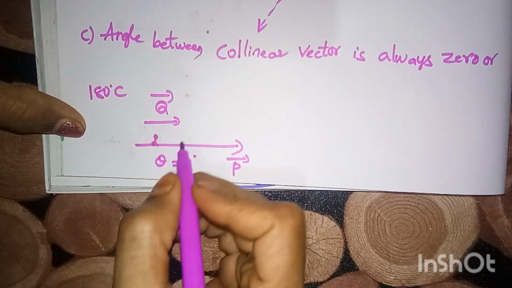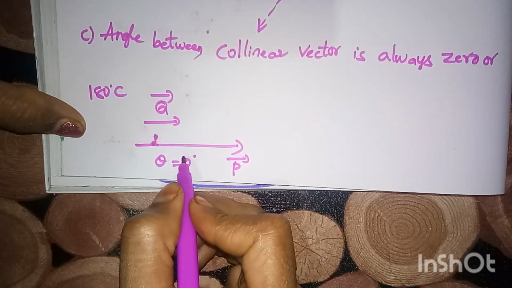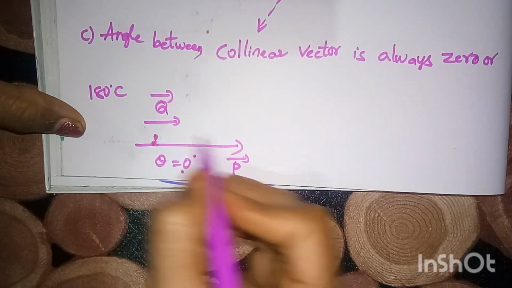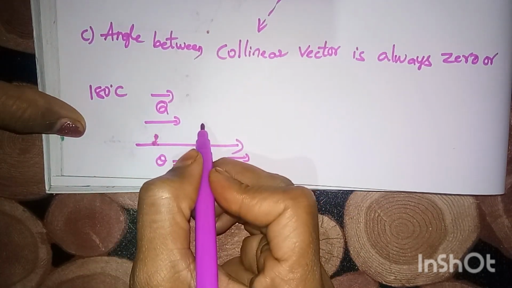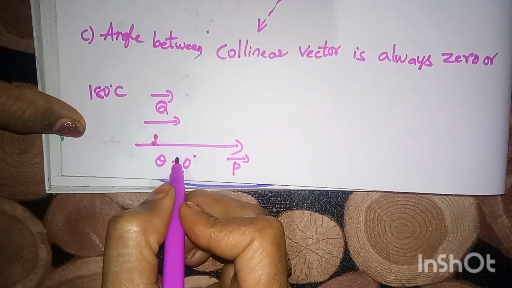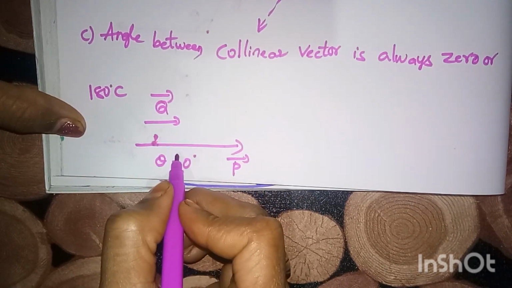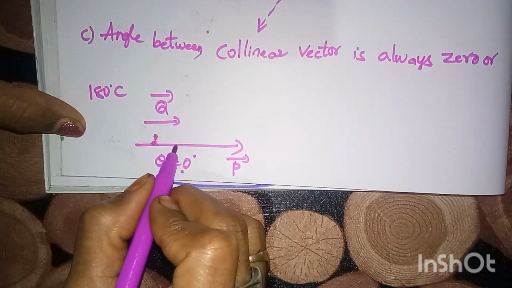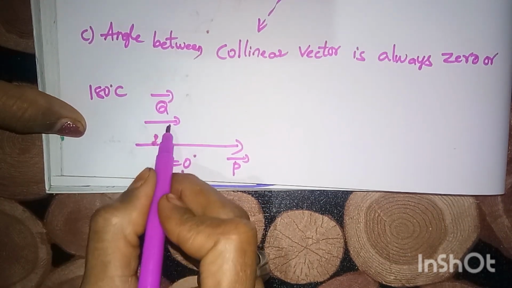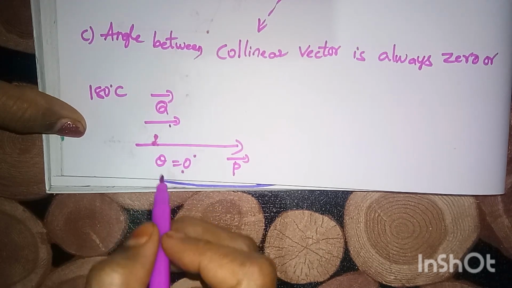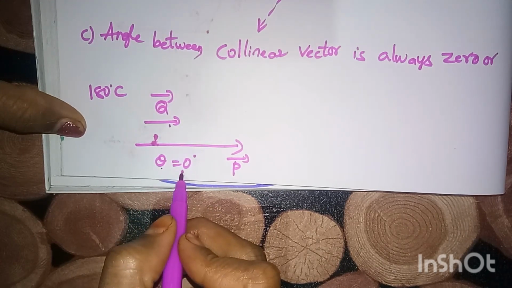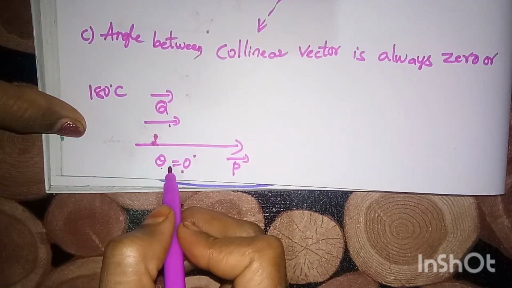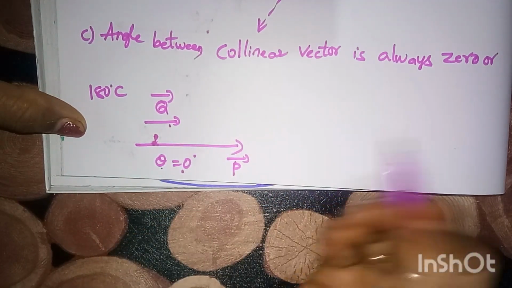Same line means P bar is moving in the forward direction and Q bar is moving in the forward direction in the same line, but the magnitudes are different. In collinear vectors, the magnitudes may be different, but they should move in the same line. So the angle made will be 0 degrees, as they are moving in the same direction, along the x-axis.